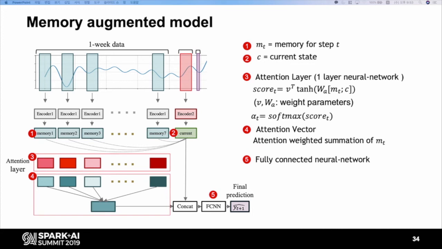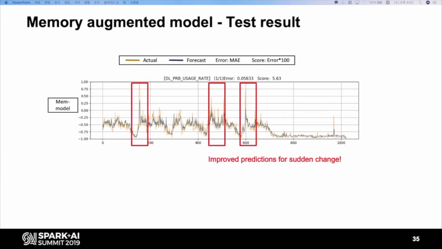In the next step, attention scores are calculated because this model improves prediction quality using the similarity between the current input and memories. The attention-weighted memories are concatenated with the current state vector, and they pass through a fully connected layer, and we get the final prediction. This is the test result of our model. Unlike the RNN model, our model can predict the sudden change of network quality. Also, the prediction error was reduced by 40%.